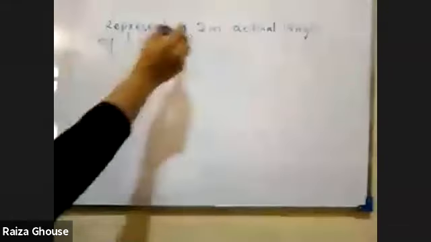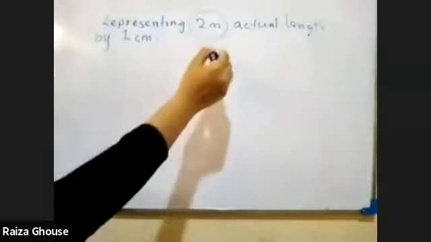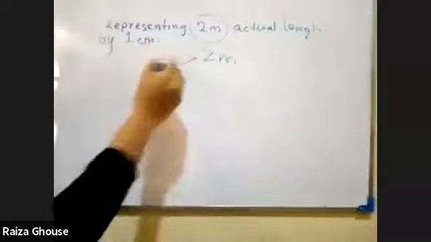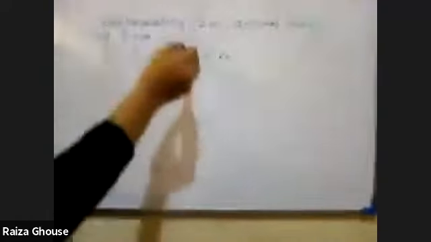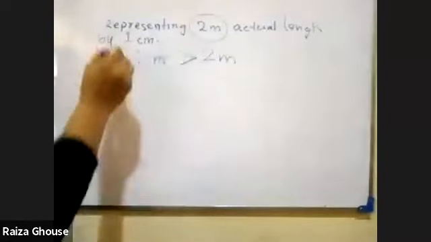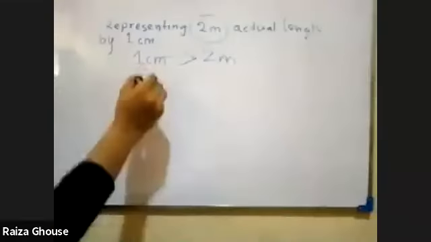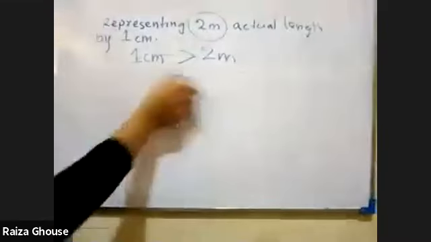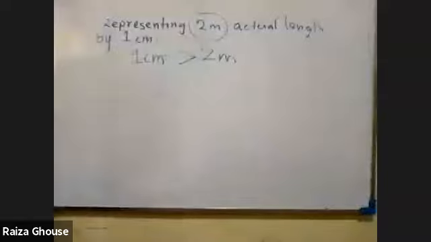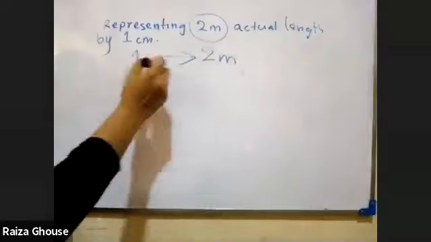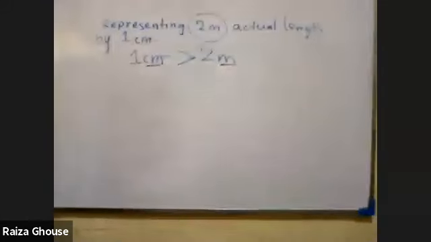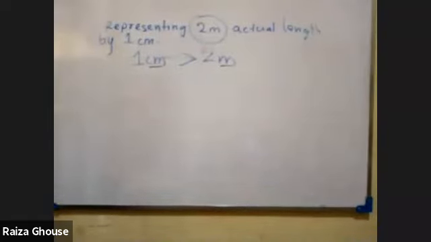Now see. Representing 2 meter, listen carefully. The actual length is 2 meter, and I am going to represent it by 1 centimeter, children. But in the previous case, I directly wrote it this way. Here you can't do that. What is the reason? The units are not the same. So when the units are not the same, we have to convert the unit.